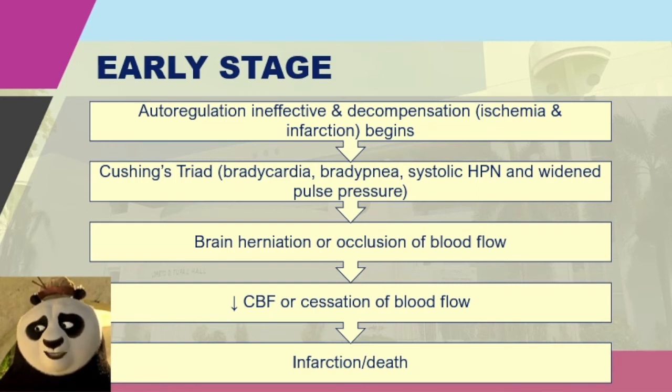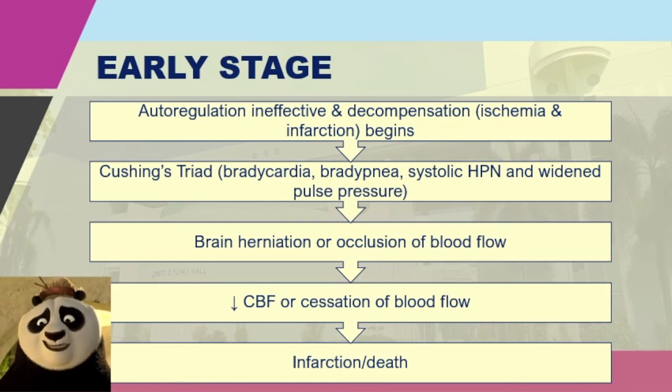Your Cushing's triad is characterized by hypertension, specifically systolic hypertension. There will be bradycardia, and there will be irregular respirations. Often, references describe this as bradypnea or irregular respirations. The irregular respirations are usually described as Cheyne-Stokes breathing.